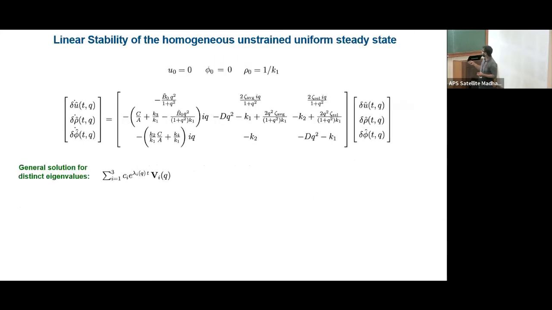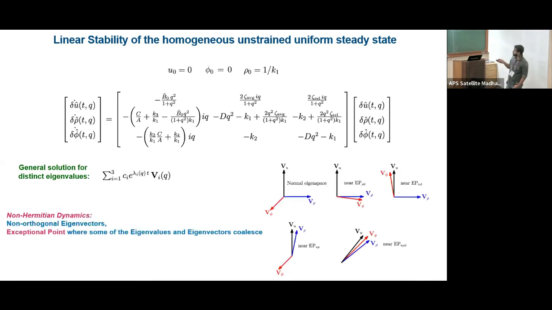Now we will study the linear stability of the homogeneous, unstrained, uniform steady state of the system, which means we are starting with a uniform mixture. We perturbed the system about this steady state and got a dynamical equation with this dynamical matrix. As we know, the general solution for distinct eigenvalues has this form. But if you notice carefully, this is an active system, so this dynamical matrix is non-Hermitian.